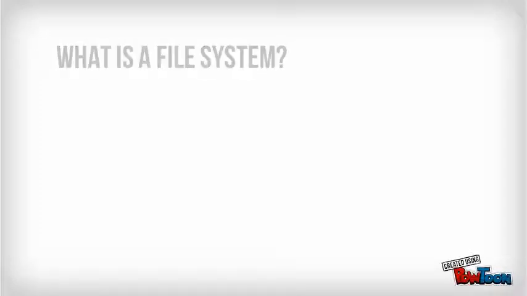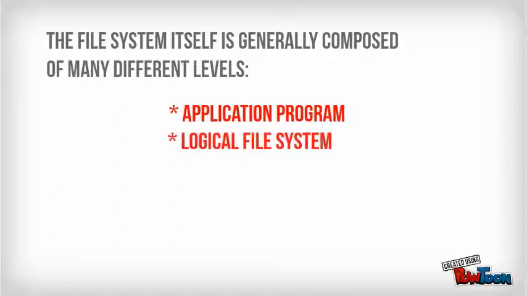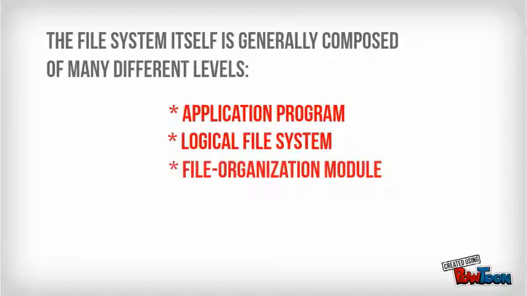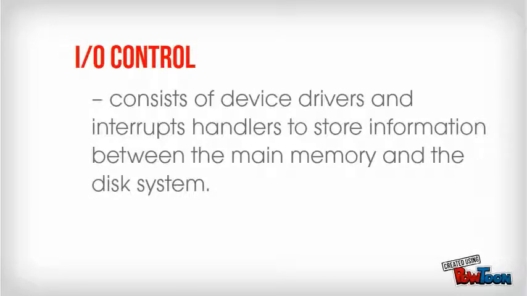The file system itself is generally composed of many different levels: application programs, logical file system, file organization module, basic file system, I/O control. Devices I/O control consists of device drivers and interrupt handlers to transfer information between the main memory and the disk system.